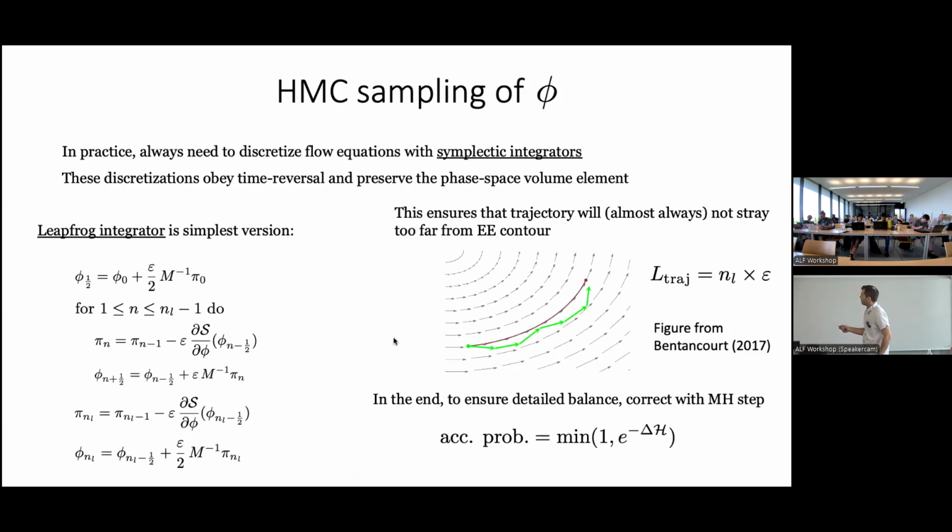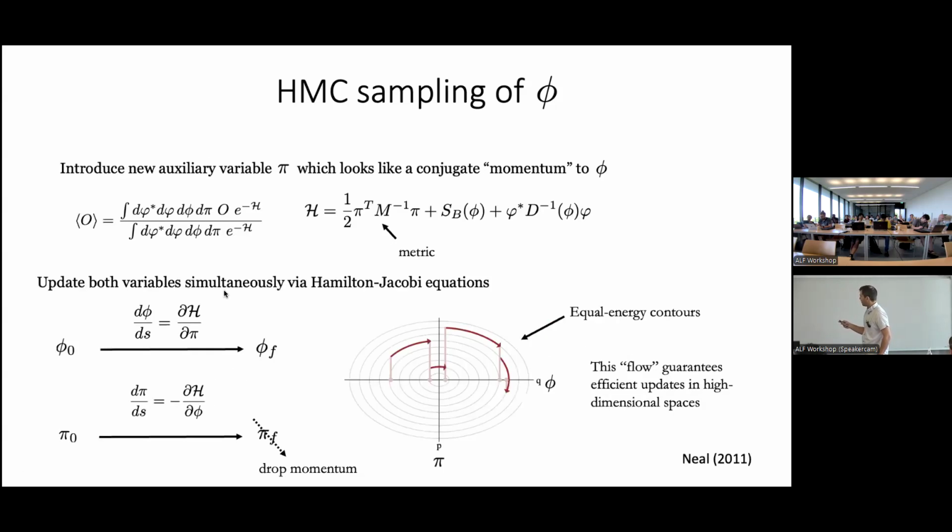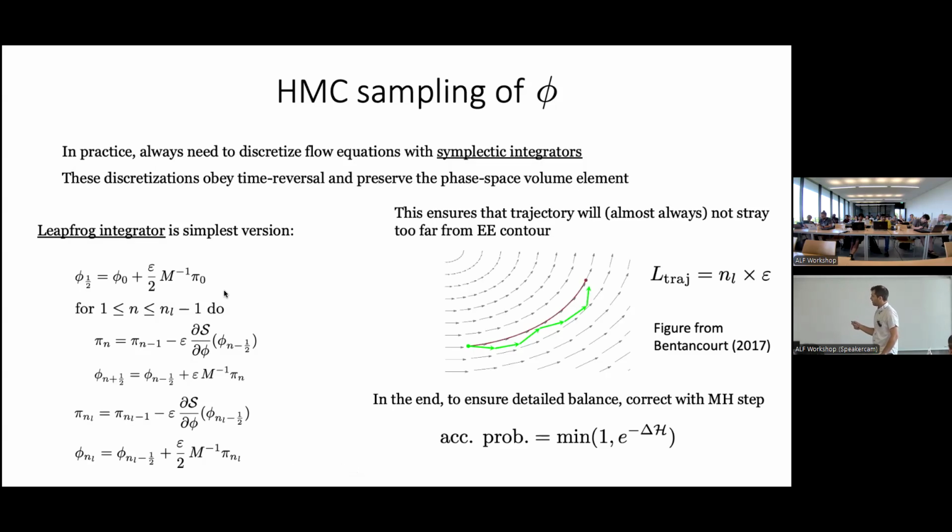So that would be very nice. That would give you some way to update. However, the story is not complete because in practice, we always need to discretize our flow equations on a computer or in any real life. And the way to do that is you need to choose a discretized integrator that's symplectic. One of the properties of it being symplectic is that it obeys time reversal and it preserves the phase space volume element.